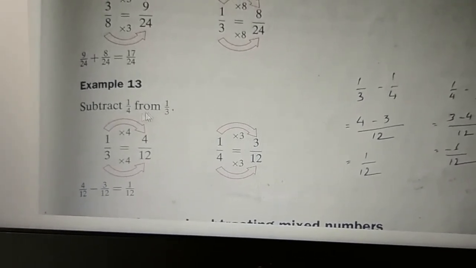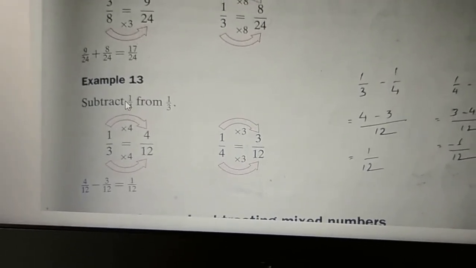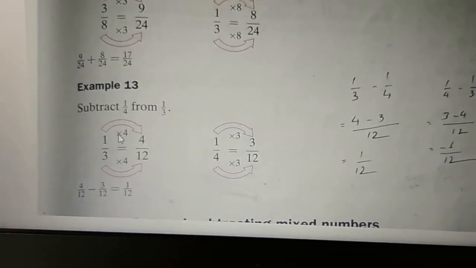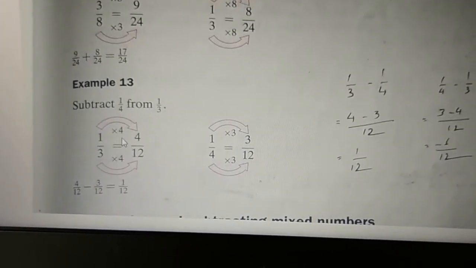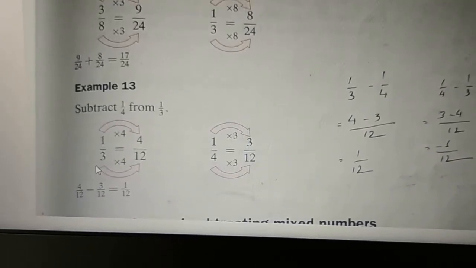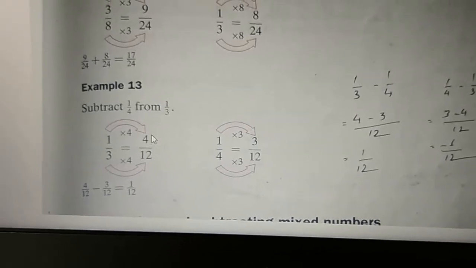So 4 3s are 12, 3 4s are 12. Okay, they've done basically the same thing. In terms of 1 by 3, this fraction, they are multiplying both the numerator and the denominator by 4 just to get 12 out of this 3. So 4 1s are 4, 3 4s are 12, so 4 by 12.